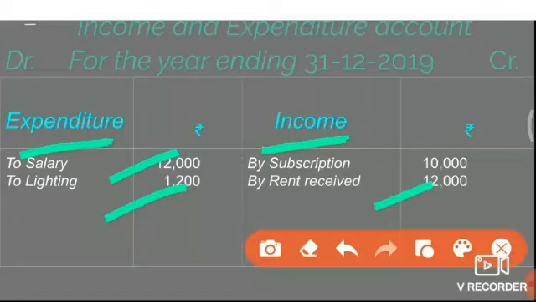Subscription is the fees which are received from members of the organization, so it is an income, so it will be shown on the credit side. So the income and expenditure account is similar to the profit and loss account.